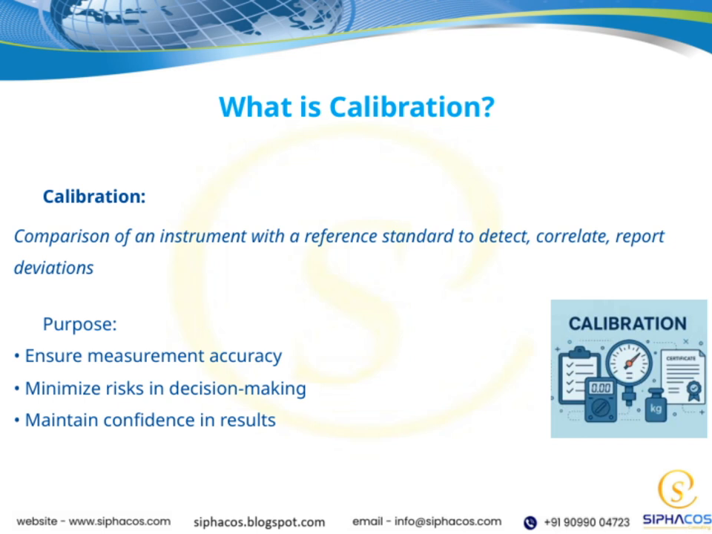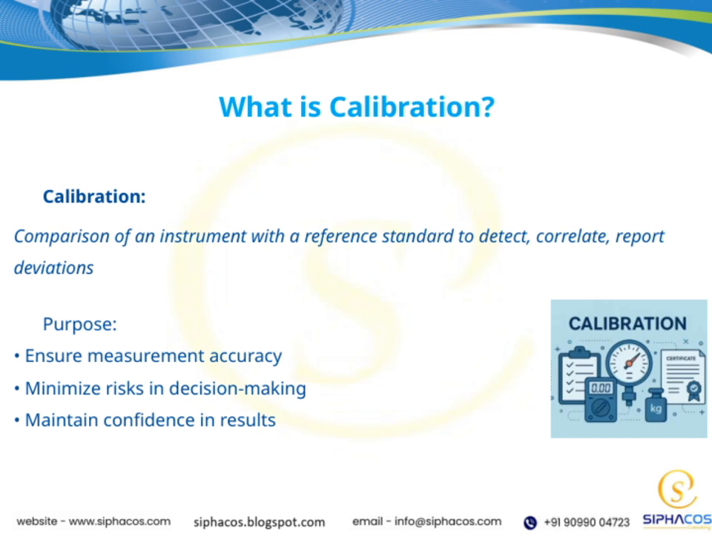The main purpose of calibration is to ensure measurement accuracy. When we calibrate properly, we can trust that the measurements we get are correct, which is crucial in many fields. It also helps us minimize risks in decision-making, because decisions based on inaccurate data can lead to errors or even costly mistakes.